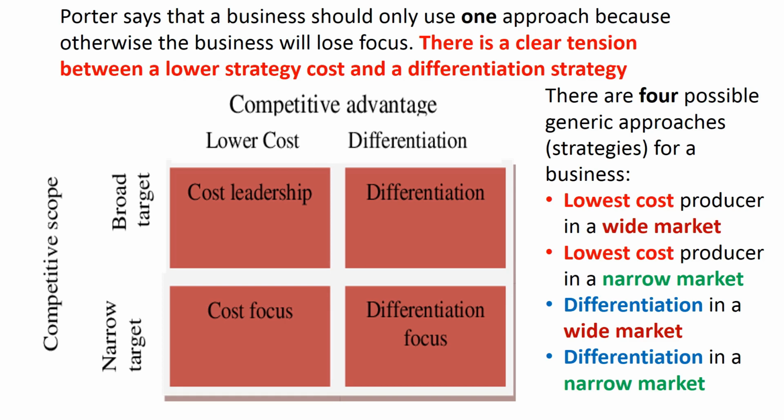So for the purposes of this slide, the point I want you to take away is that it is inconsistent for a business to try to adopt both a lower cost strategy and a differentiation strategy. Instead, the business has to choose which one of those strategies that it's going to adopt.